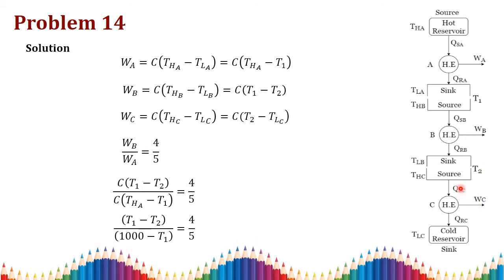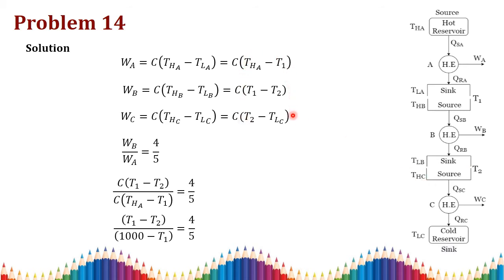For that, I'm writing work done. Work done is equal to heat supplied minus heat rejected. Heat is a function of temperature, so I can write it as a function with a constant. Work done of A can be written as THA minus TLA, work done of B as THB minus TLB, and work done of C as THC minus TLC. Replace TLA with T1, THB with T1, and TLB with T2, which is equal to THC. So replace that and you will get an equation.